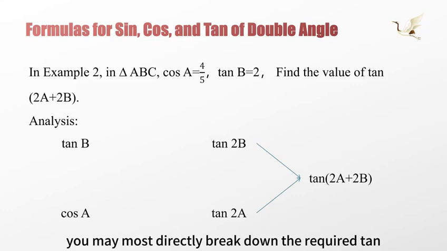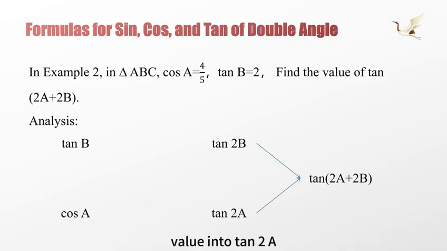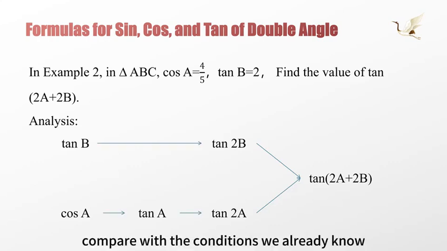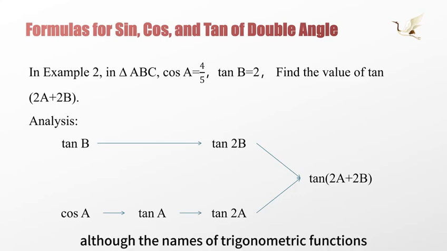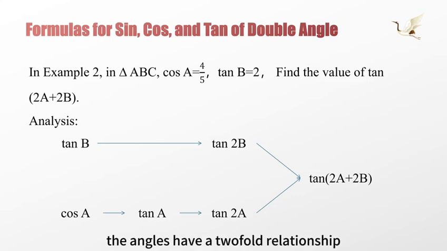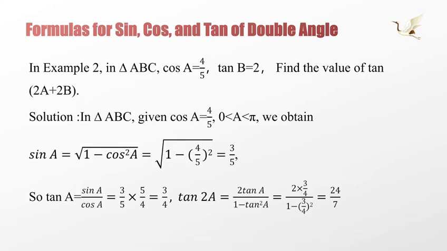You may most directly break down the required tangent value into tangent 2A and tangent 2B, and then use the tangent formula of the sum of the two angles to obtain the desired conclusion. Compare with the conditions we already know. What we know are cosine A and tangent B, and what we need are tangent 2A and tangent 2B. Although the names of trigonometric functions are not exactly the same, the angles have a twofold relationship, so we can consider solving them using the angle doubling formula.